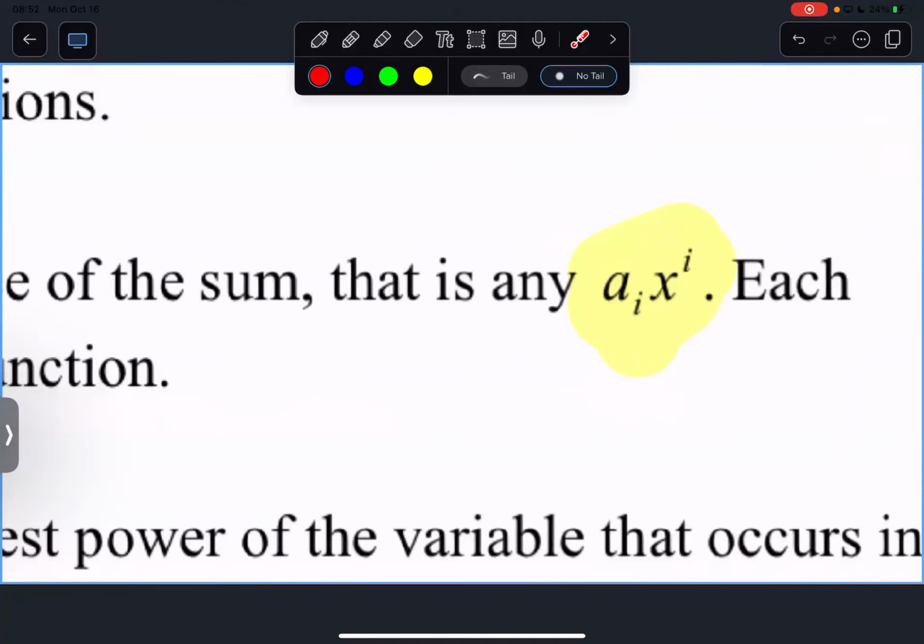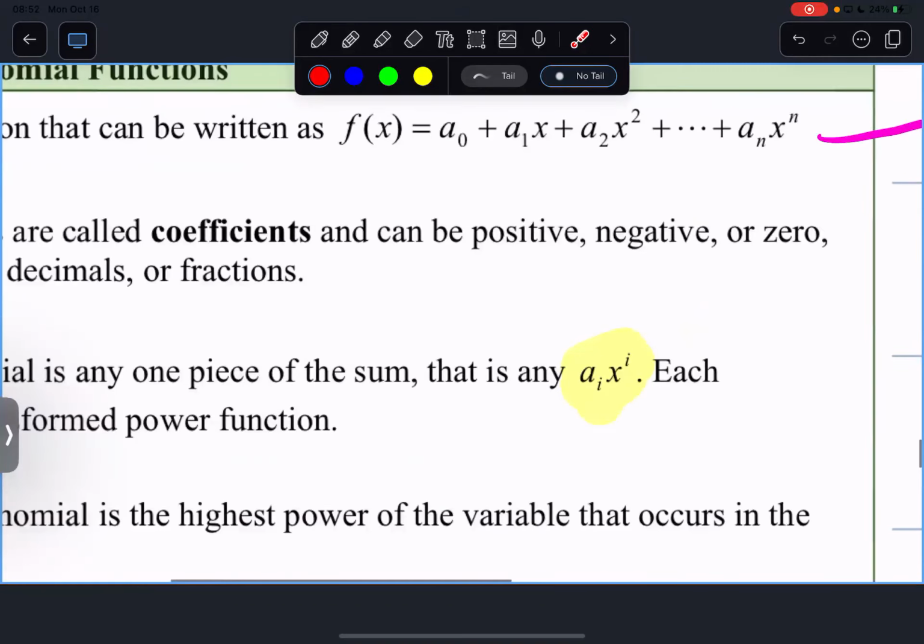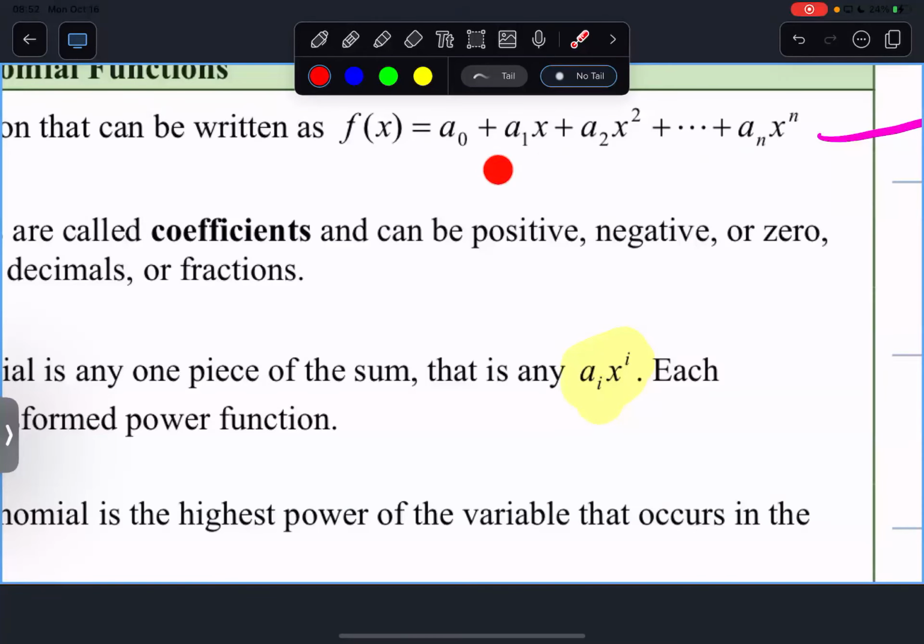Okay. And I know that polynomials are kind of tricky, especially when we introduce this type of notation, right? But we'll get more comfortable as we work with them. Okay, but this is the general structure of that power term, each power term.